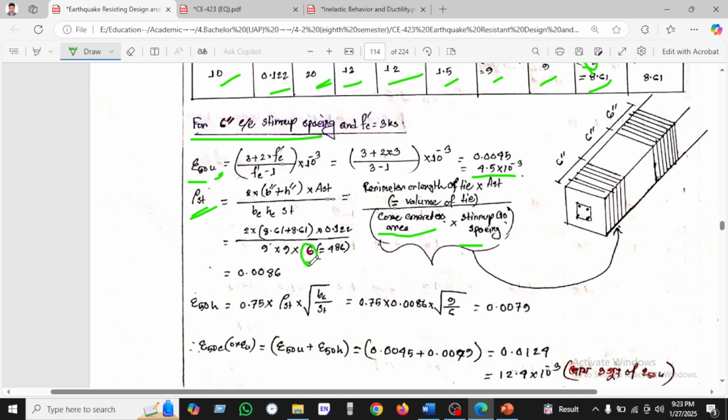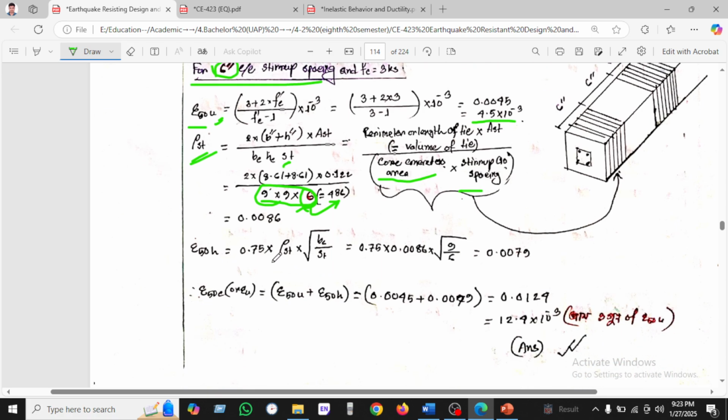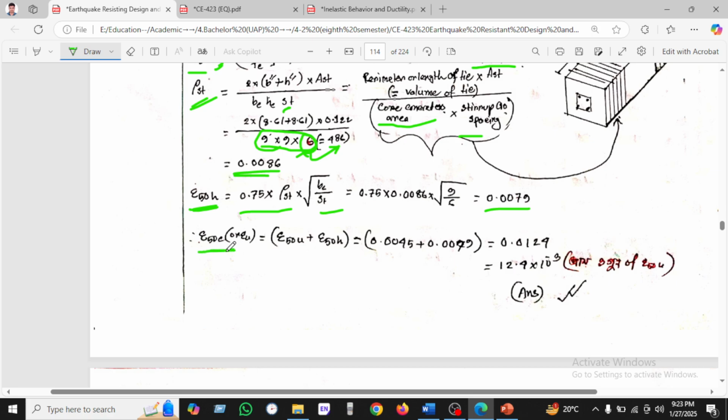we have 6, which is the spacing. We are using the 6 inch square, that's why we are using 6. If we use another one, then we can find it here. Okay, so if we multiply all this, then we will find 486, and the rho will be 0.0086. And now we calculate the hoop strain 50, strain 50 hoop, 0.75 rho st root over BC over ST, and found 0.0079.